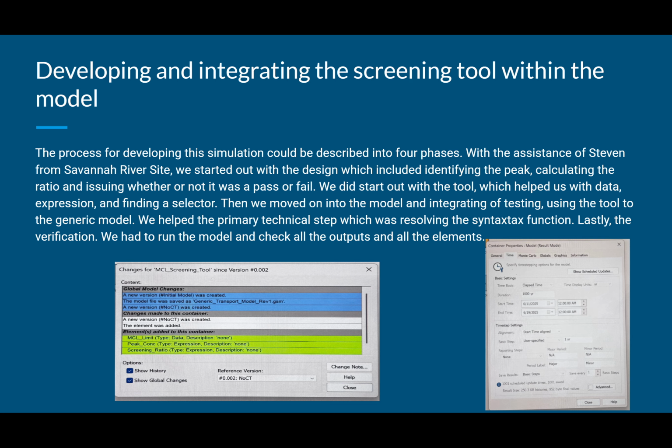We had to run the model and check all the outputs of all the elements. Here we have the MCL screening tool, and I checked the box of show history and show global changes, just to make sure we could see all the results possible. Then I added the contaminant model results, which showed the duration was 1,000 years, which is what Steven said all simulations should have. That's how I knew I was on the right track.